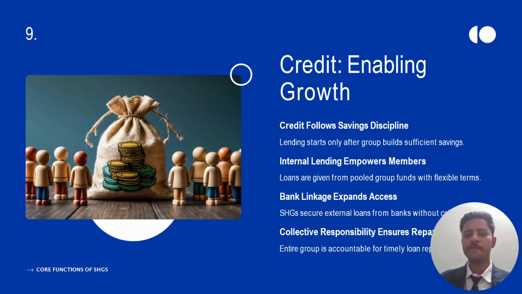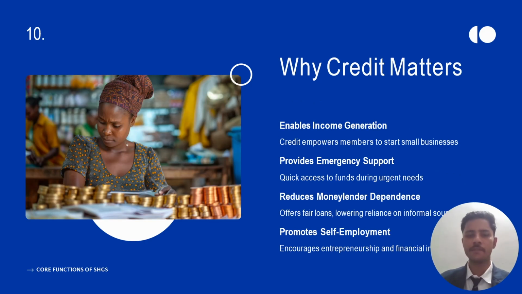Now, the second step is the credit function. Credit activities begin only after sufficient savings are accumulated. Loans are provided from the group's own fund with flexible terms and repayment structure. Later, the self-help group establishes bank linkage, allowing them to access loans without collateral, and the entire group takes collective responsibility for the repayment.